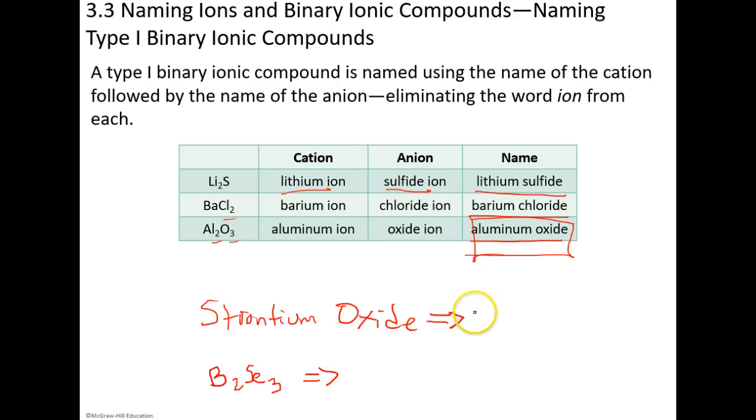All right, welcome back. Strontium oxide. Strontium is a 2+. Oxygen's a 2 minus, so SrO should be your formula. This is called barium selenide. You got it? Good job. You're doing it. No problem.